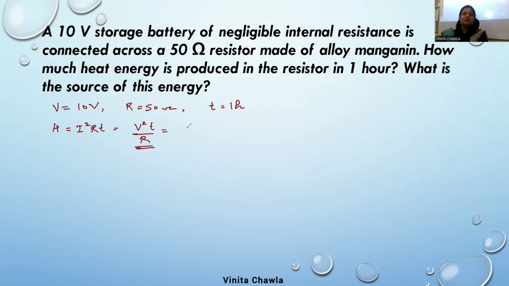So it's V square is 10 square into T is 1 hour. 1 hour is 3600 second. And resistance is given, it is 50 ohm. Find the heat produced, it's 0 cancel. You'll get 7200 joule. What is the source of this energy?